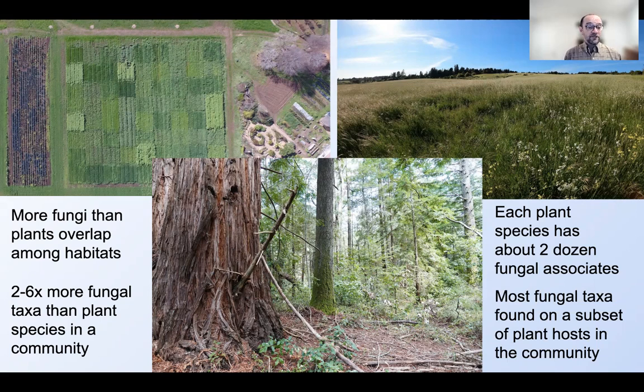We're finding more fungi than plants overlap among the habitats, 2 to 6 times more fungal taxa than plant species in a community. And each plant species has about 2 dozen fungal associates with it. And most of those fungal taxa are found on some subset of the plant hosts in the community.